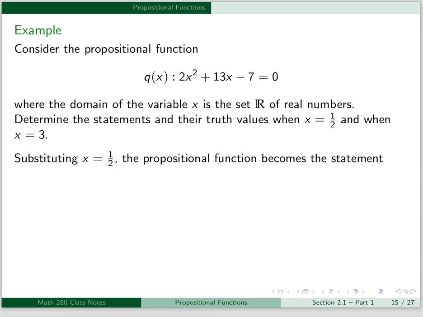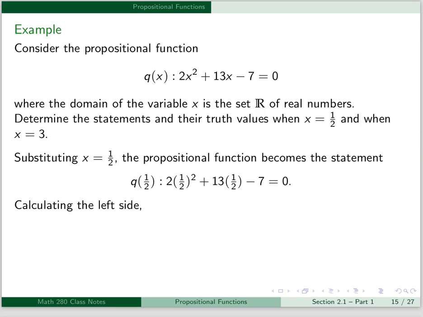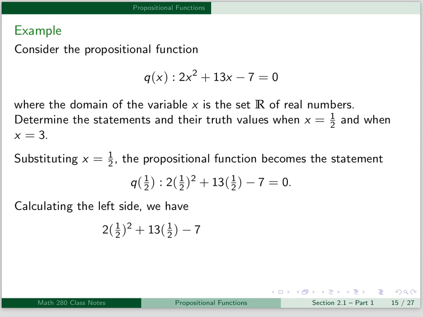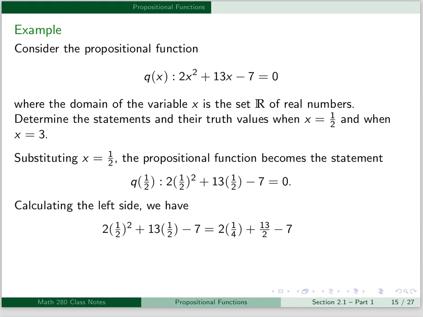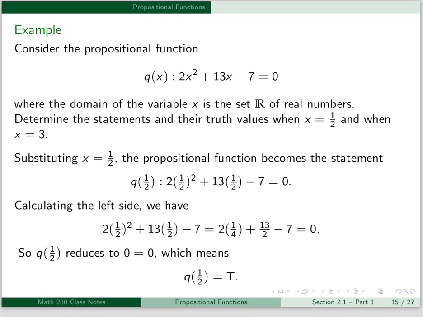Substituting x equals 1/2, the propositional function becomes the statement q of 1/2, 2 times 1/2 squared plus 13 times 1/2 minus 7 equals 0. Calculating the left side, we have 2 times 1/2 squared plus 13 times 1/2 minus 7, which is 2 times 1/4 plus 13 halves minus 7, which is 0. So q of 1/2 reduces to 0 equals 0, which means that q of 1/2 is true.